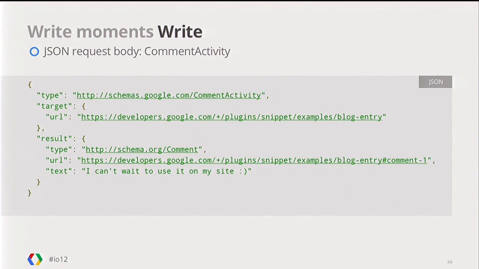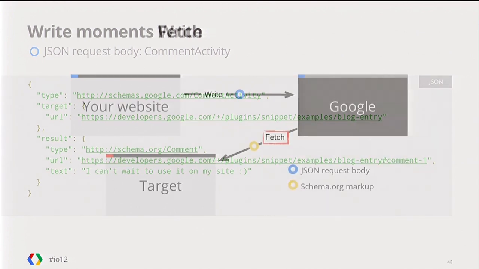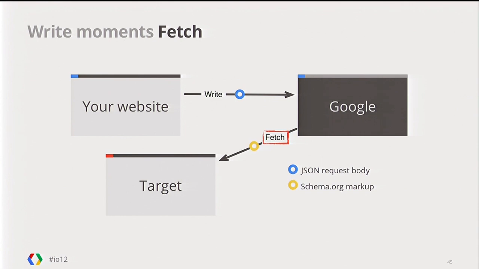Now, there's a little bit more to this. We have the type at the top, it's a comment activity, and then we have the blog post that we commented on under target URL. This third section, result, is the comment that we wrote, right? It's of type comment. There's a URL to the permalink for the comment, and we have text. This is the text of the comment. All right, so that's step one, writing a moment to Google.